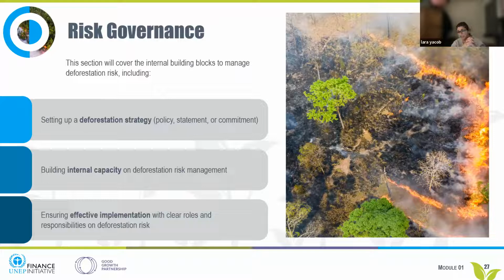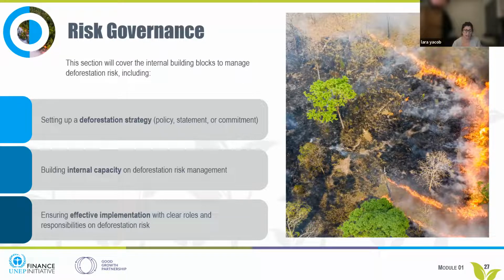And then secondly, building internal capacity to be able to address your strategy, whatever it may be, is really critical. And then, of course, you need the effective implementation with clear roles and responsibilities delineated. So this shows the overall risk governance structure, or key steps, that are necessary in order to address the management of deforestation risk at a bank.